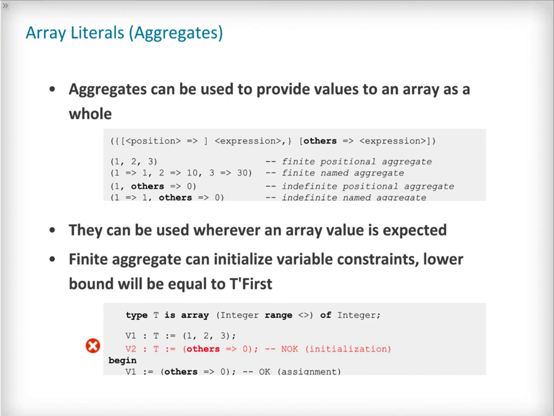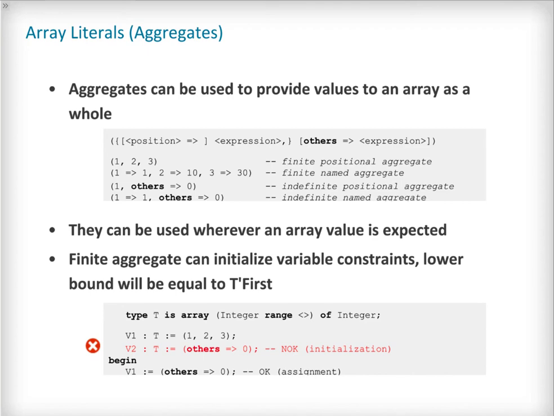Now, in the second case, V2 of T is initialized by an aggregate mentioning others. What I'm saying here is that all of the other elements of the aggregate are initialized to 0. But how many is that? In V2 of T, I haven't specified any size. In the aggregate itself, I haven't specified any size either. So I have no means to know the size of the aggregate, no means to know the size of the array. That's going to be refused by the compiler. This is only because I'm in an initialization. What I could have done is to specify boundaries at the variable declaration.